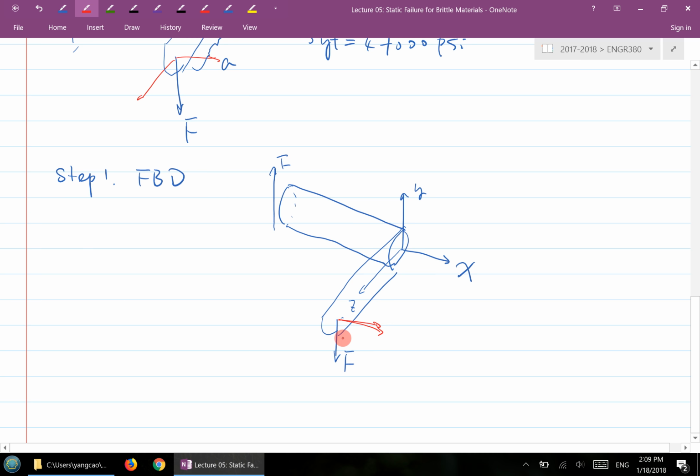Let's call this R1 here, for example, and let's call this R2 here. The shorter distance from here to here is L, and this is A. If you use F times L, you get a moment. This moment is going to bend the rod like this. R cross F is the moment, and it's bending like this.